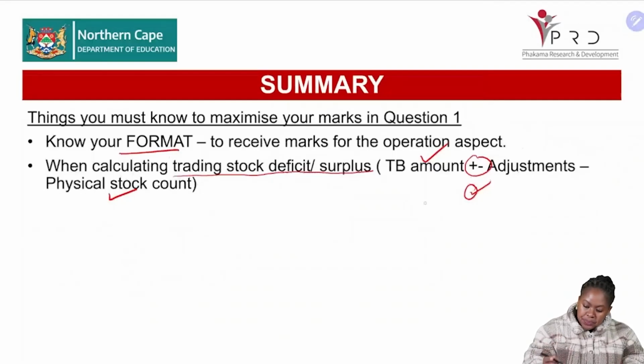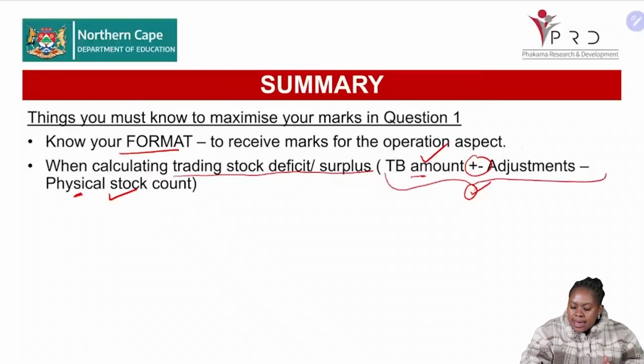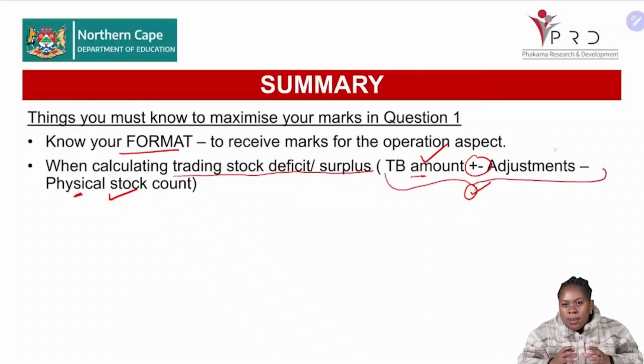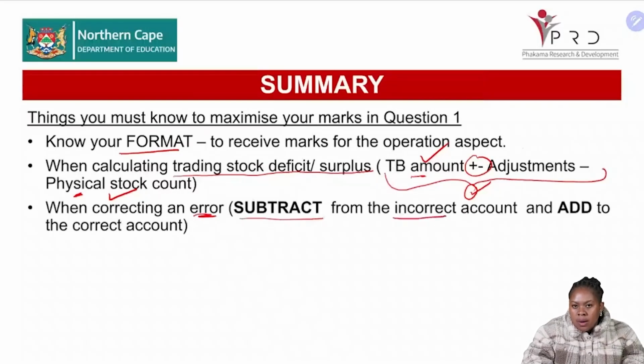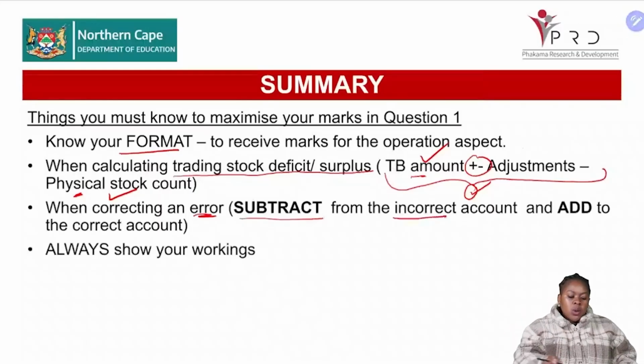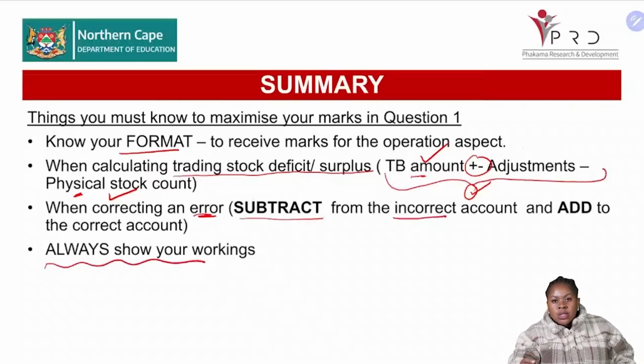Then remember, we cannot just assume that it's a deficit or surplus by just comparing at first hand. We need to see the impact that the adjustments are going to have on the amount that's in the trial balance, and only then we compare the two. Thirdly, you must be able to correct an error, meaning that you need to subtract it from the incorrect account and add it to the correct account. Now, you must always show your workings, grade 12. It's very important for you to optimize the marks that you're going to get.